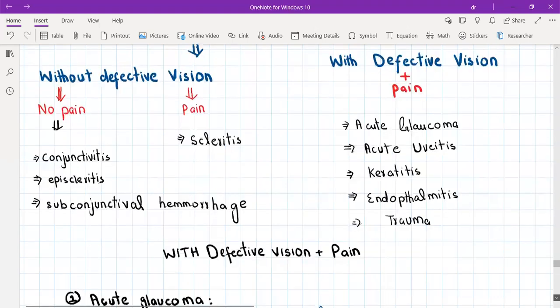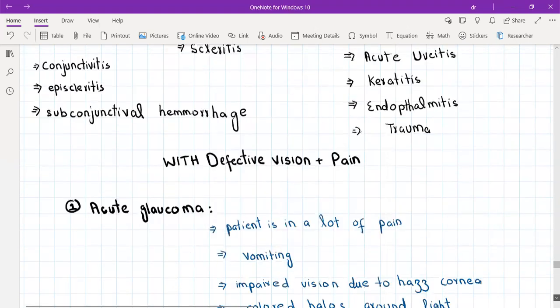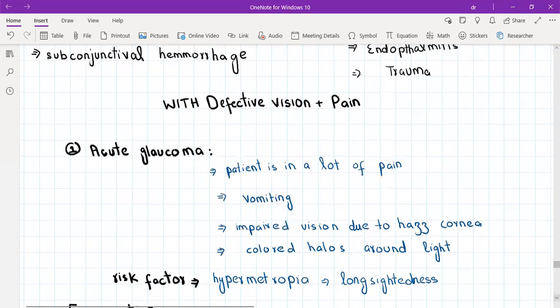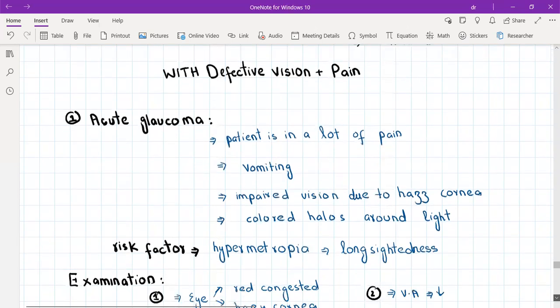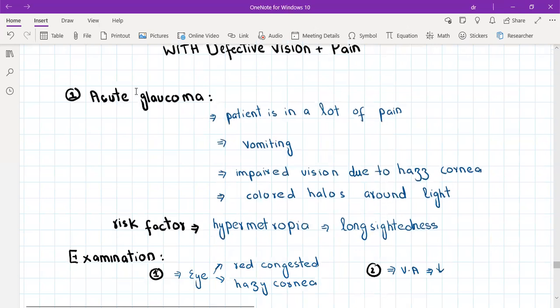So let's discuss the first group, patient with red eye with defective vision and pain. The first differential here is acute angle closure glaucoma. In acute angle closure glaucoma, the patient is in a lot of pain, crazy amount of pain, so much so the patient is vomiting. Okay, and this patient presents to the ER. All right, there is impairment of vision due to haziness of cornea.